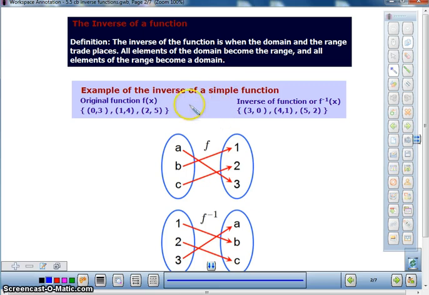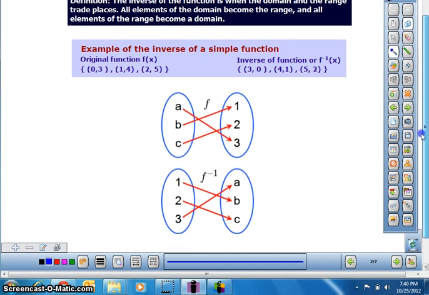So if you think of an inverse function, if we have f of x and you have the points (0, 3), (1, 4), and (2, 5), the inverse, written f to the negative 1 power of x, read as the inverse of x, is going to be, switching them around, (3, 0), (4, 1), (5, 2). In this case, it was a function, and in this case, it was also a function.